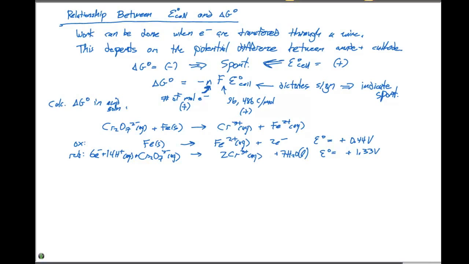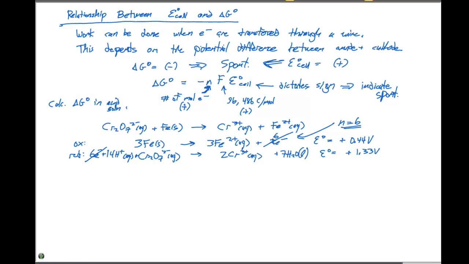In this case, we have 2 electrons being transferred in the first half reaction. We have 6 being transferred in the second half reaction. So we need to multiply everything in this first half reaction by 3. That allows us to have the electrons cancel. I'm going to put a little note here. This means that N is going to equal 6 for this reaction.